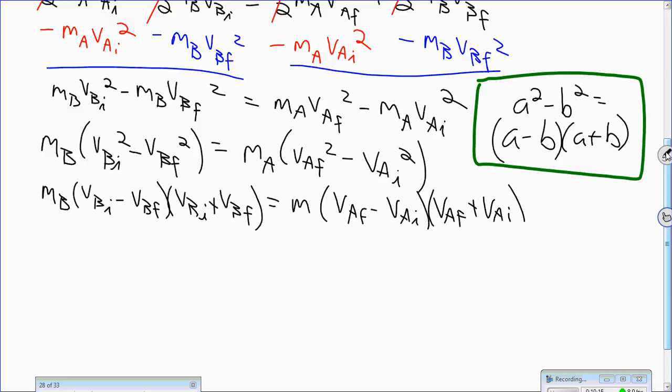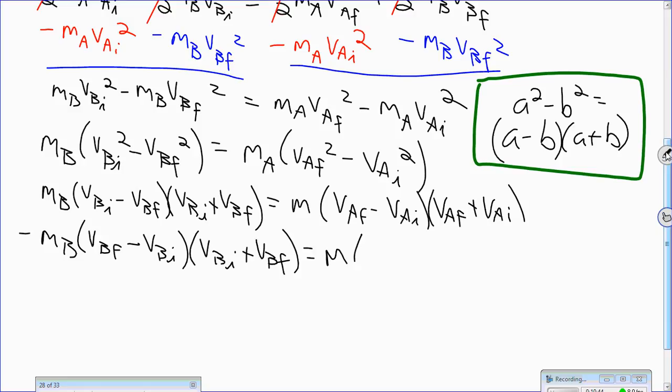All right, this, like Alex said, is the same as negative mB times VBF minus VBI, right? That's sloppy. Everybody good by switching, pulling out a negative? Times VBI plus VBF equals the mass of A times VAF minus VAI, VAF plus VAI. If it helps, this is the last time we'll ever have to do this.